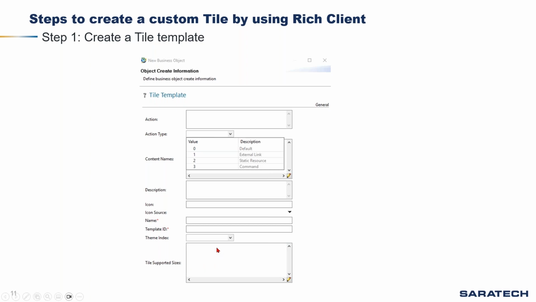After we create a tile template, we have to create a new tile and link this tile template to the new tile. So let's take a look at how to create a tile.